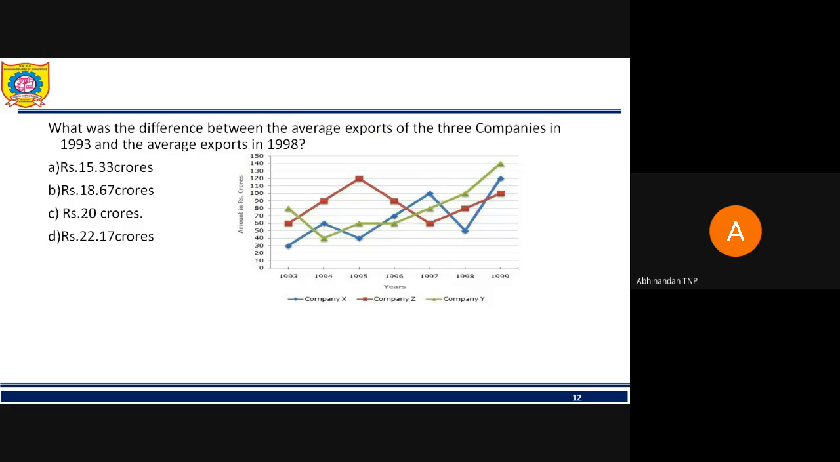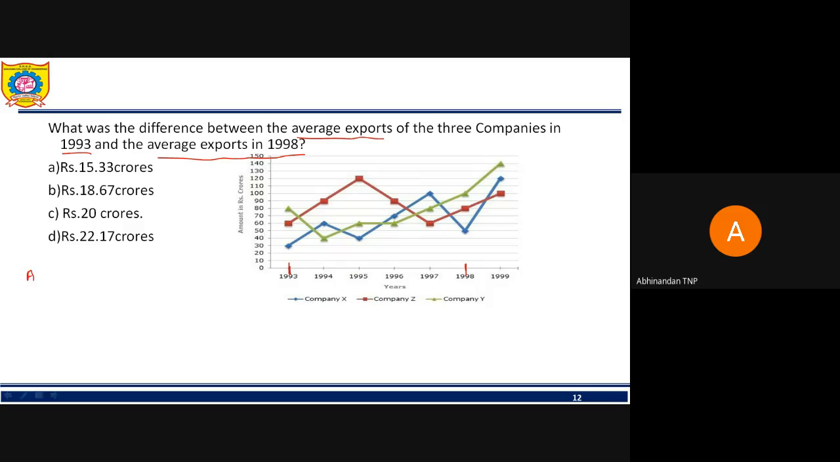Go for next. What was the difference between the average export of the three companies in 1993 and average export in 1998? Average export of the three companies in 1993 and average export in 1998. 1993, this is 1993, this is 1998. Okay, you have to find out the difference.